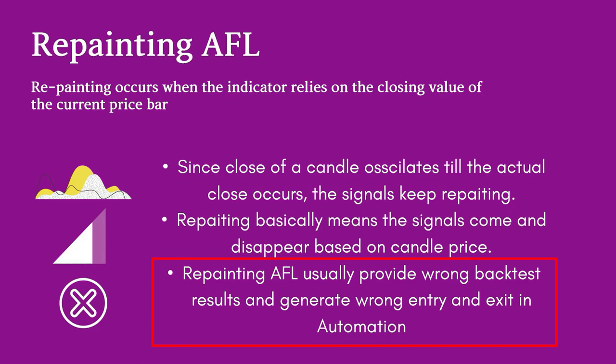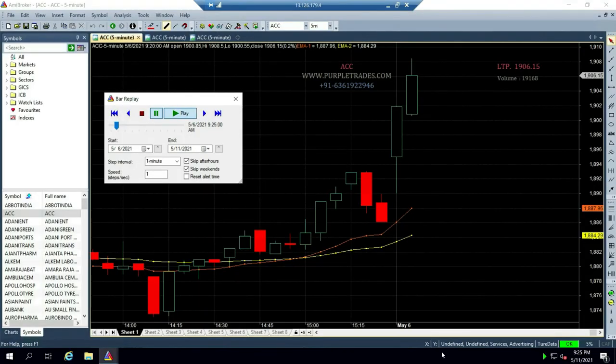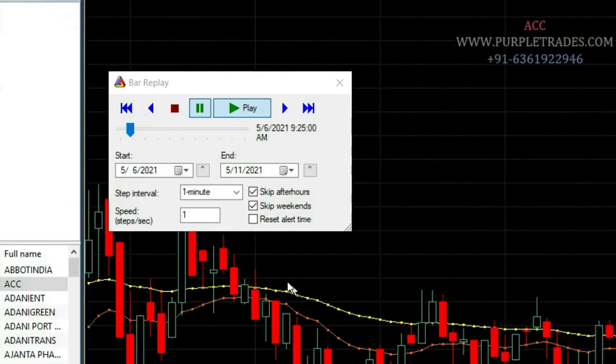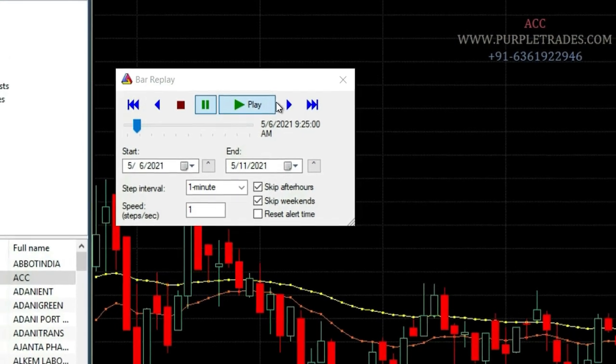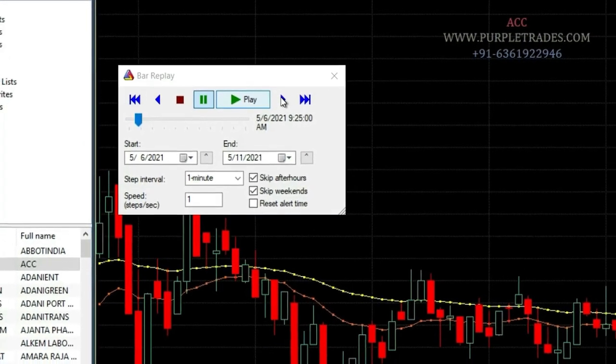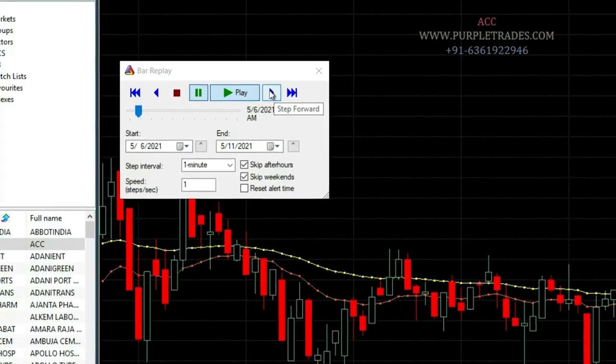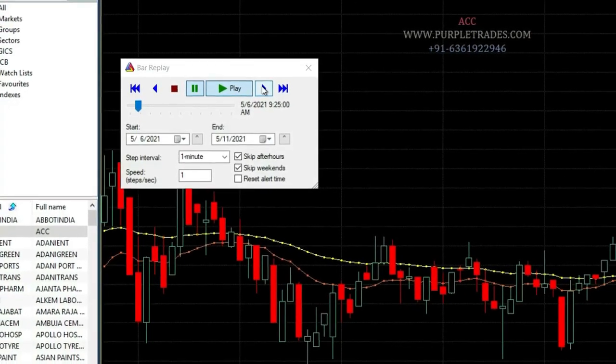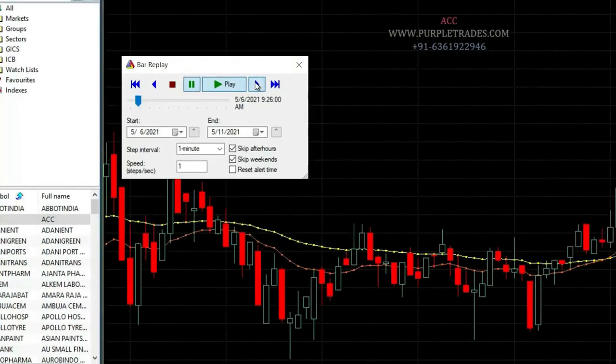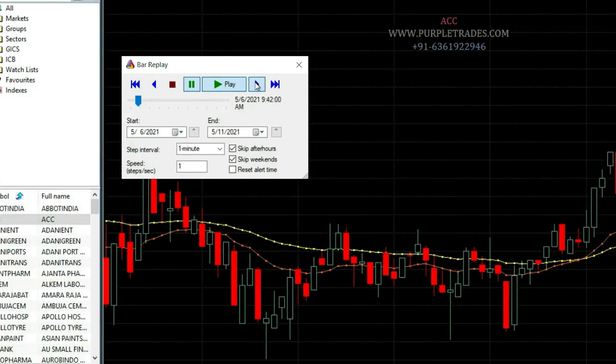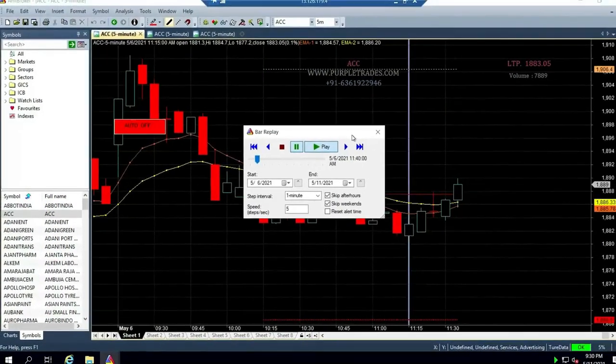Let us understand more about repainting in detail. This is my AmiBroker again, and now I will zoom out a little bit, and I will just fast forward the replay of May 6. I want to see when there is a fresh crossover. So I'll just fast forward the crossovers. Alright, so here is an example.